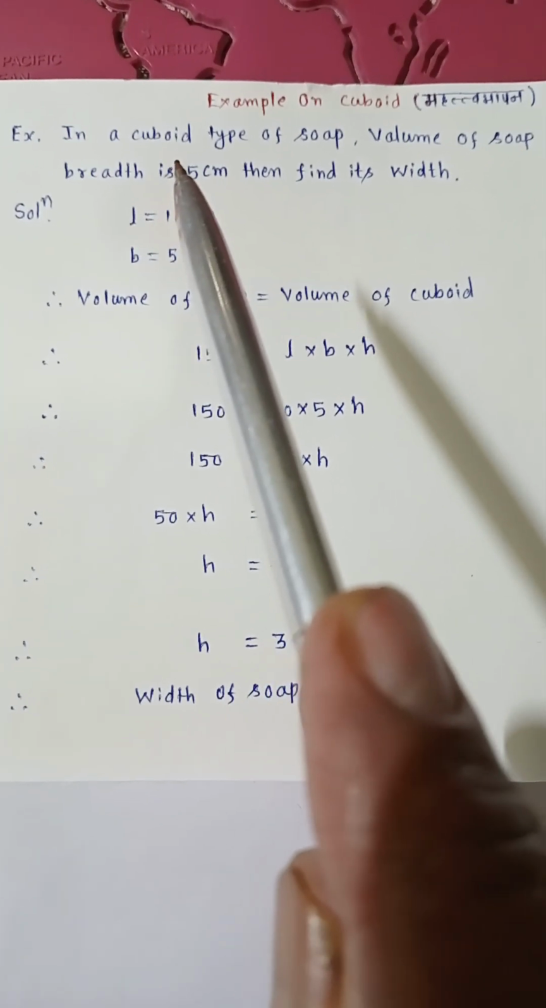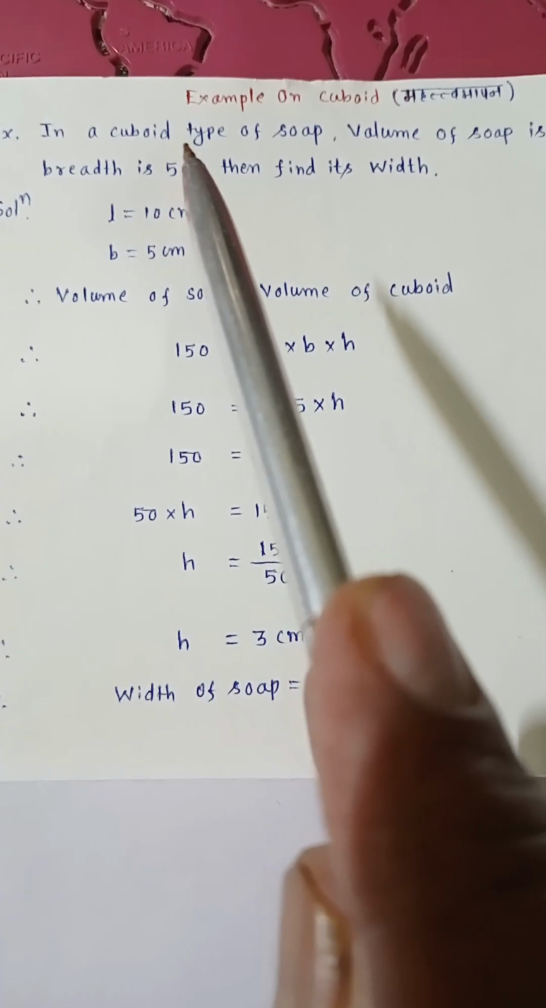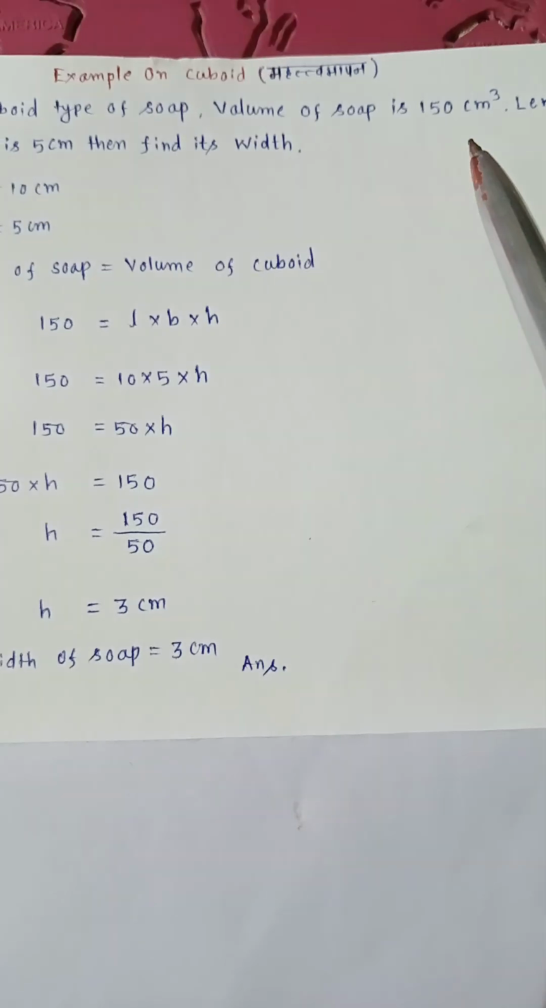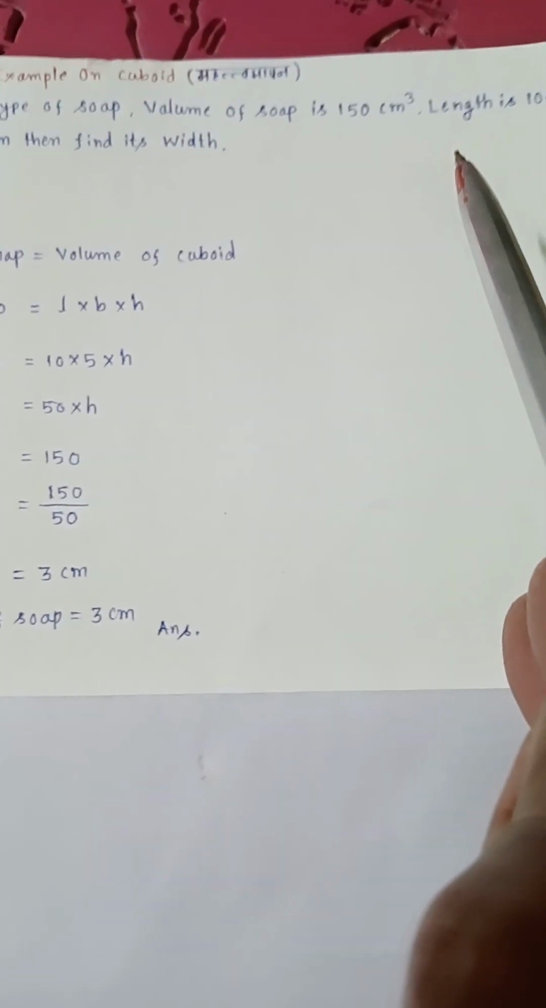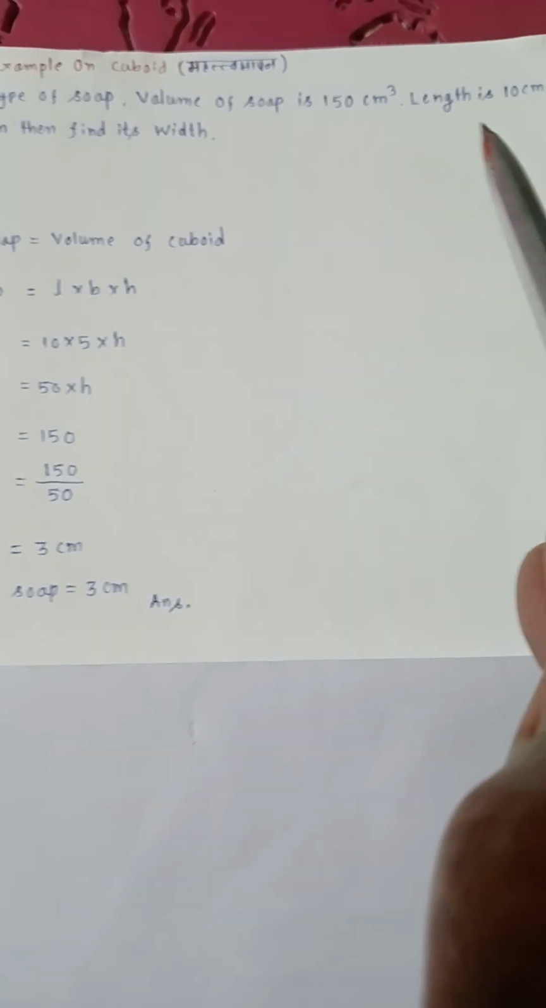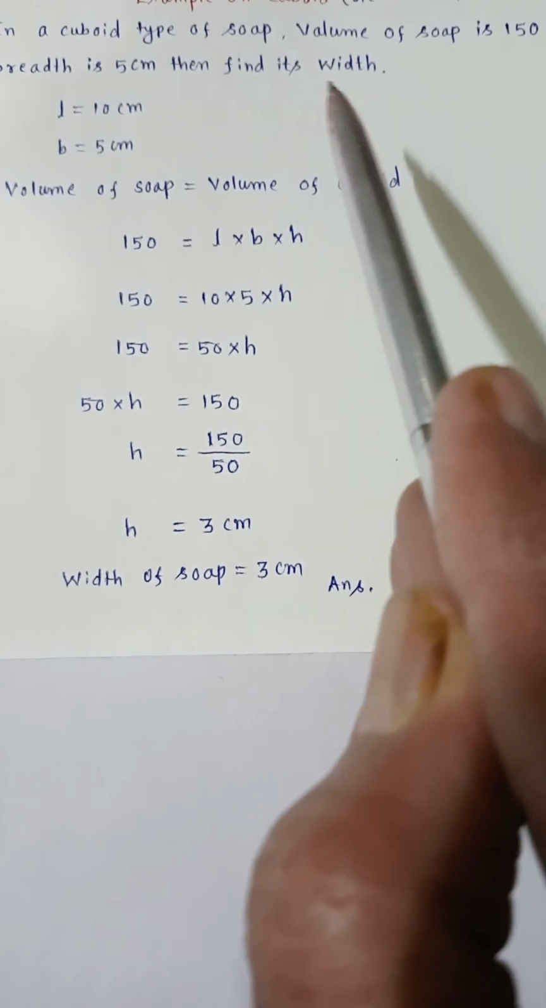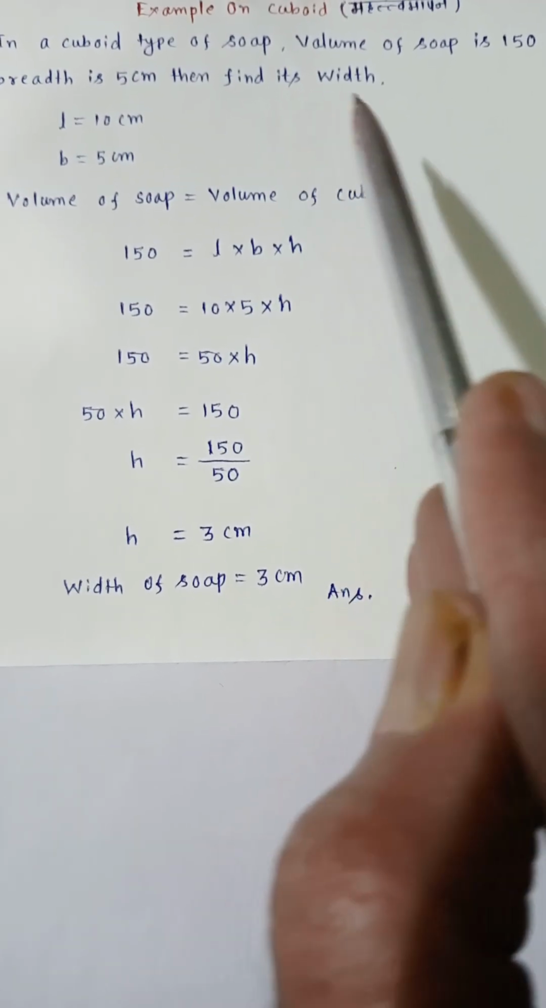In the example given, that is cuboid type of soap, volume of soap is 150 centimeter cube, length is 10 centimeter, breadth is 5 centimeter, then find its width. Find width of soap.